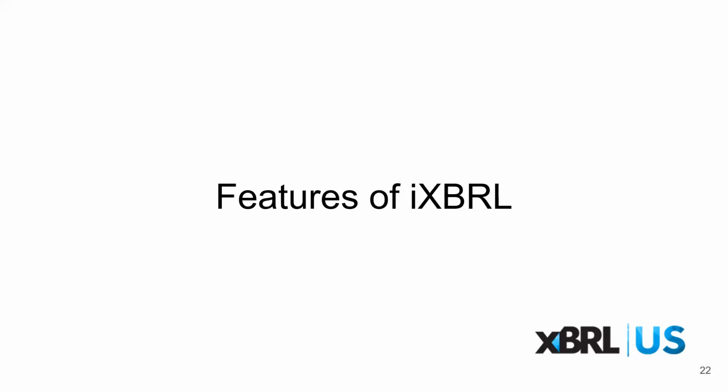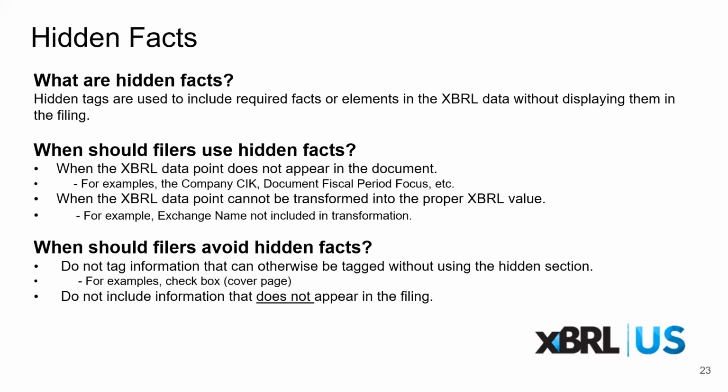So we're going to go straight into the features of inline XBRL, and we're going to start with Anna Kwok from Workiva. Anna. Thank you so much, Michelle. Yes, and so on the topic of hidden facts, as Brian mentioned earlier, these are essentially XBRL facts that need to be included in the filings that are not being displayed directly in the document. And CIK is a classic example. Typically, that CIK number is not written on the document, but would be included in your XBRL facts.